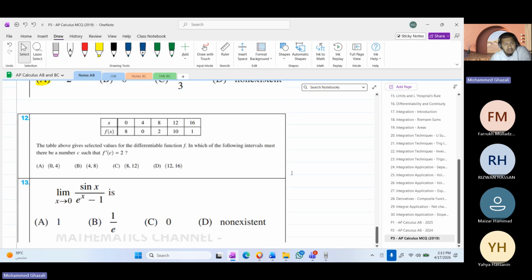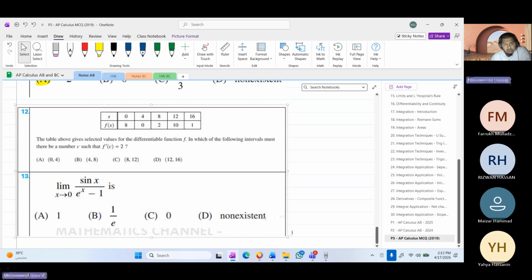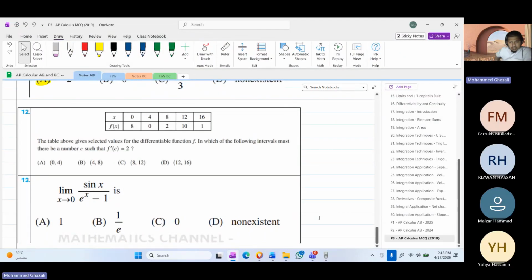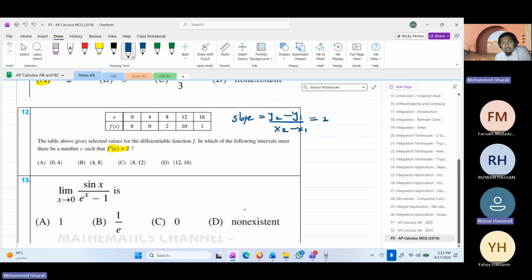The table above gives selected values for the differentiable function f. In which of the following intervals must there be a number c such that f prime c is equal to 2? It's not IVT, it's f prime c equal to 2. It's more like the mean value theorem. In which of the intervals should the slope of this function be 2? What is slope? Slope is equal to y2 minus y1 over x2 minus x1. When is the slope equal to 2, between which interval?